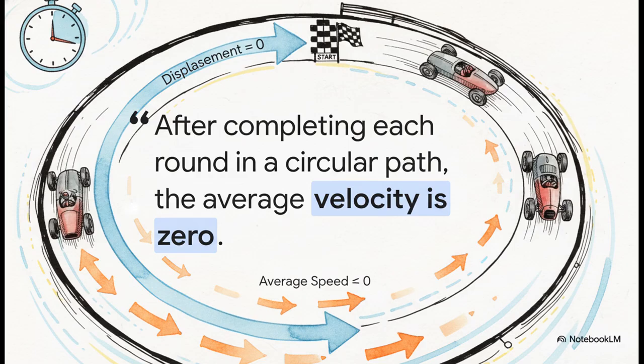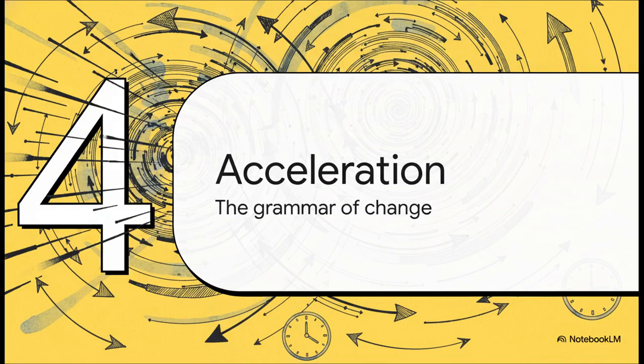And this quote just nails it. Imagine that object does one full lap. It ends up exactly where it started. Its total displacement is 0. So its average velocity for that whole lap is 0. But it was moving the whole time, wasn't it? So its average speed is definitely not 0. See the difference?